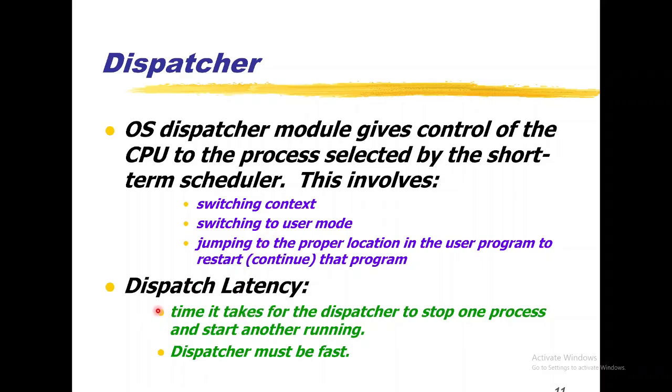Now, let's look at dispatch latency. Dispatch latency is the time it takes for the dispatcher to stop one process and start another running. The dispatcher must be very fast. The speed for it to switch from one program to another is called dispatch latency.